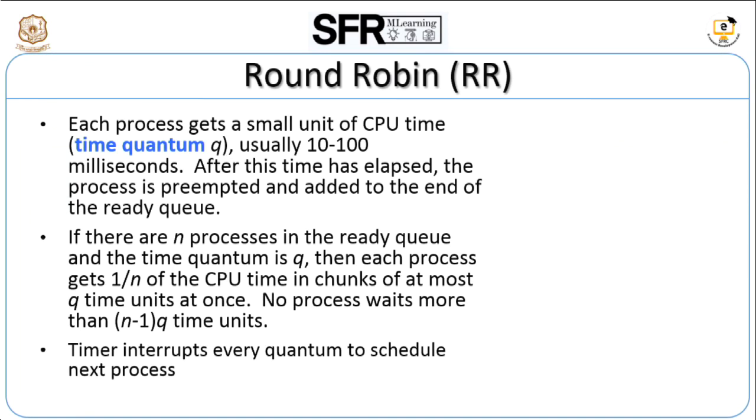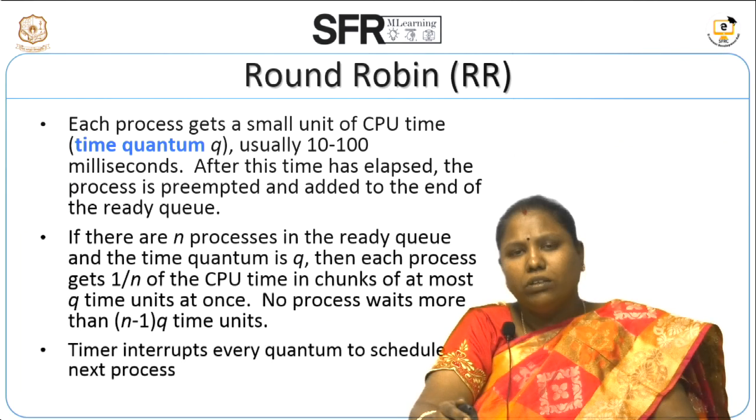Then we will see the round robin scheduling algorithm. Round robin is a time sharing scheduling algorithm. Each process gets a small unit of CPU time, called the time quantum, usually 10 to 100 milliseconds. After this time has elapsed, the process is preempted and added to the end of the ready queue.